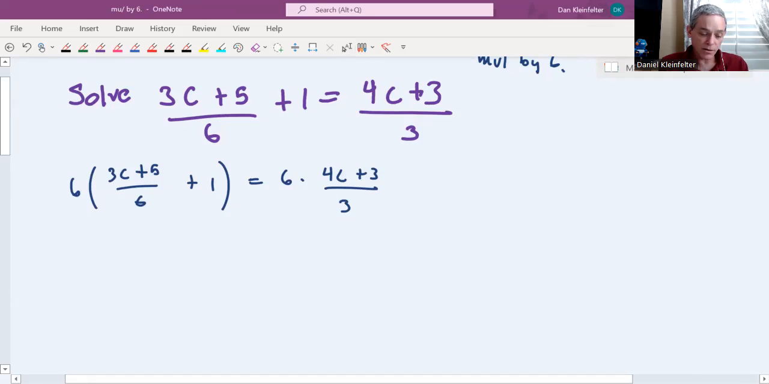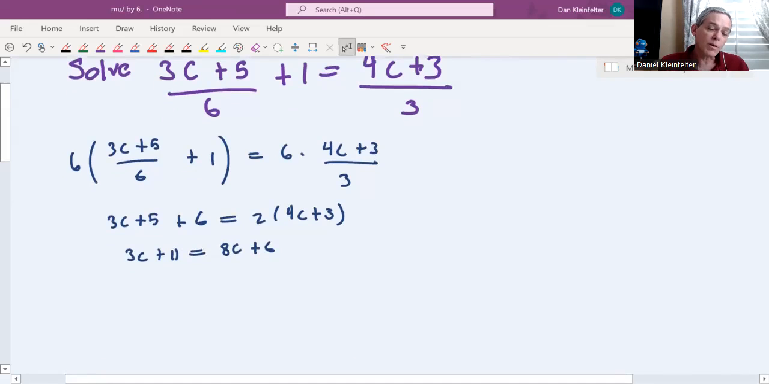Okay, so 6 times (3c plus 5) over 6 will give the 3c plus 5 part. Then we'll have 6 times 1 is 6. And then here, 6 divided by 3 is 2, so we'll have 2 times (4c plus 3). 3c plus 11, and then this will be 8c plus 6. Okay, we're almost there. Fractions are all gone though, so it's downhill from here. So we'll take away 3c from both sides.